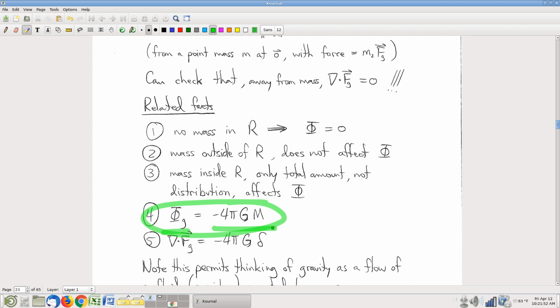Nice little formula. Other than some constants, it only depends on how much mass total is inside of your surface. I don't even care where it is. I don't care how the density is arranged. Whatever the total mass is, that's all that matters. It's a shocking result.